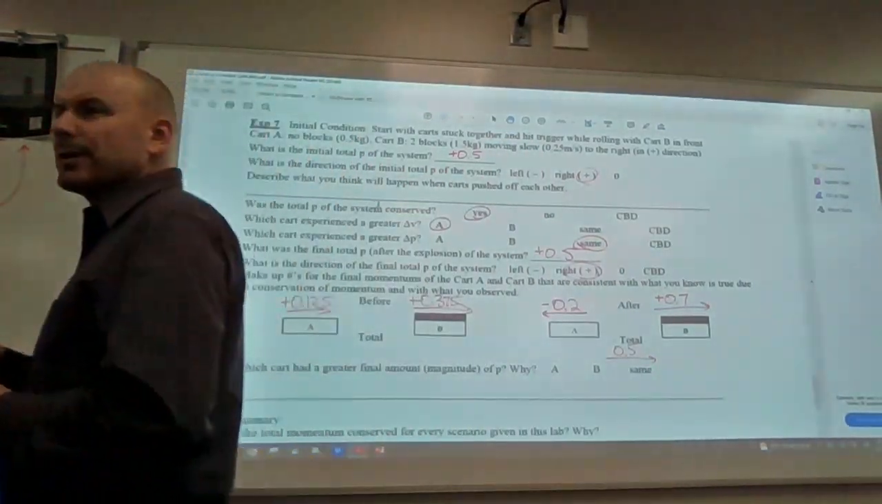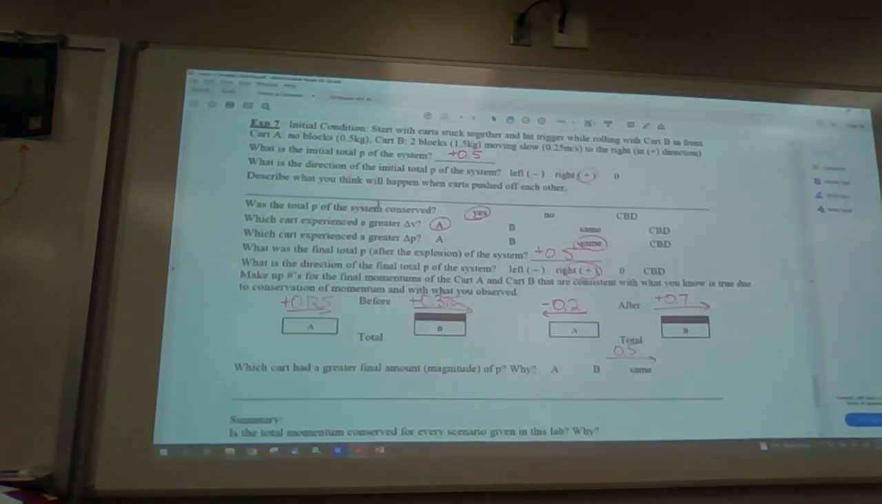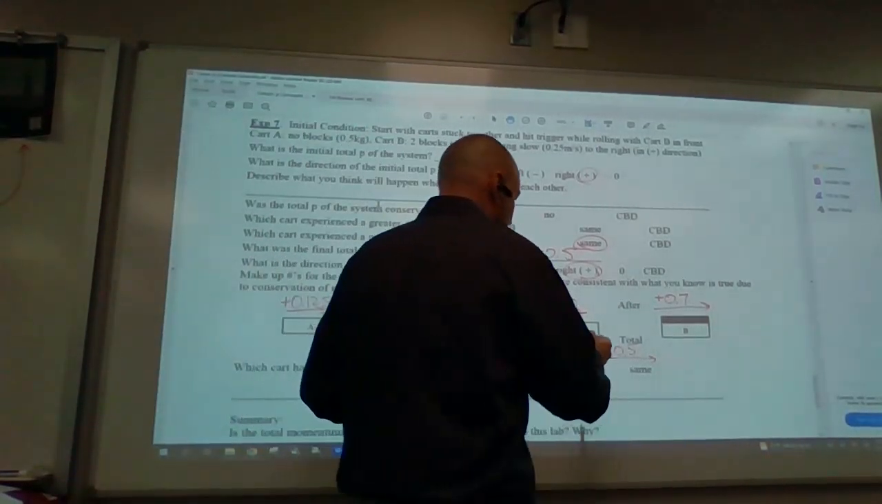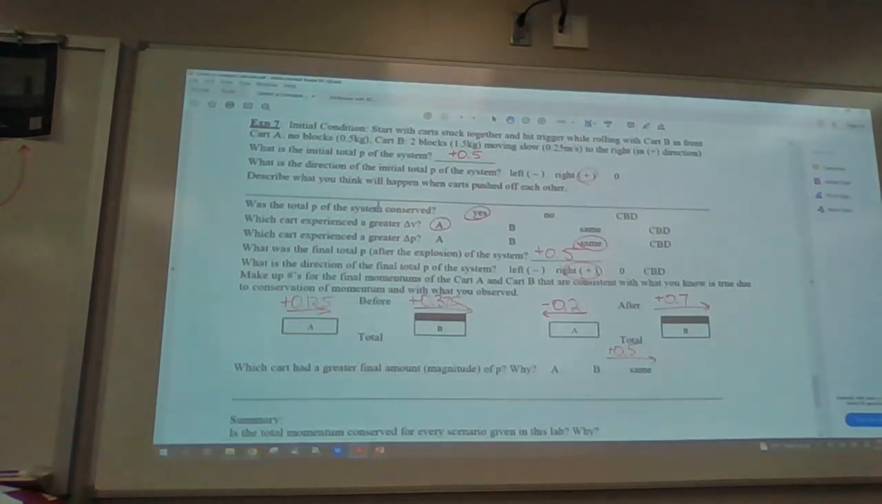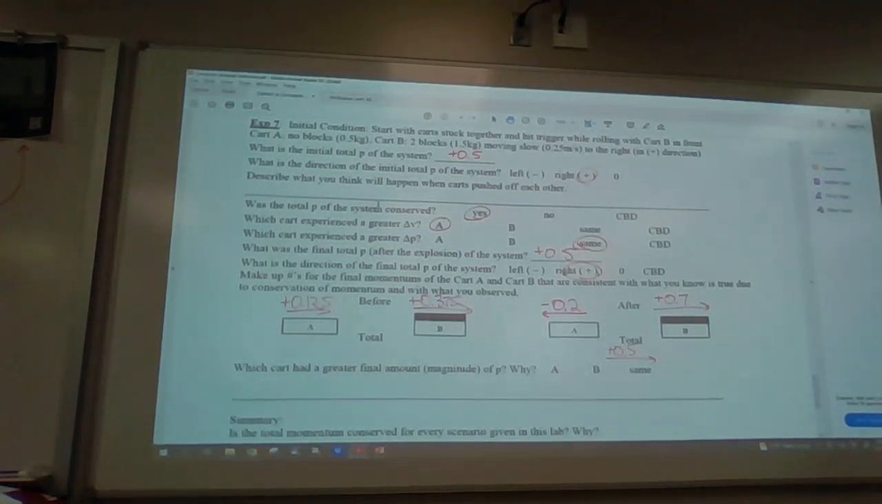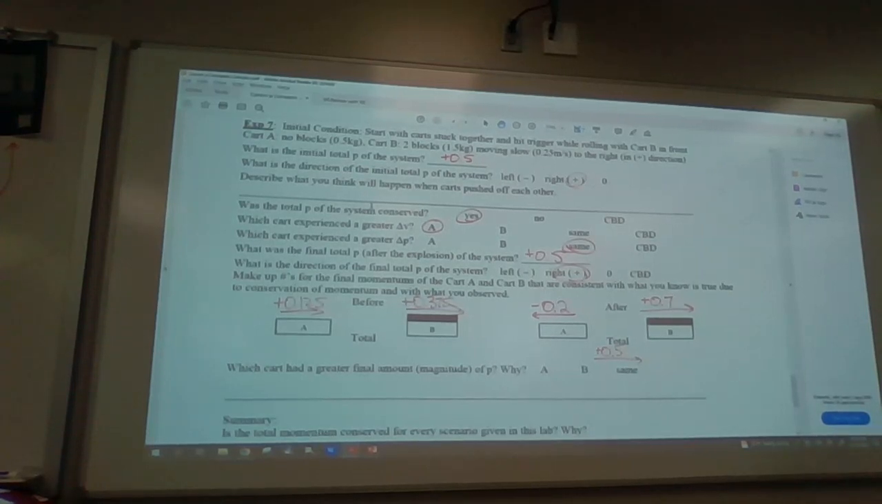Tell your neighbor the answer to the last question, and tell them why. So it's only going to be the same when we start at 0.